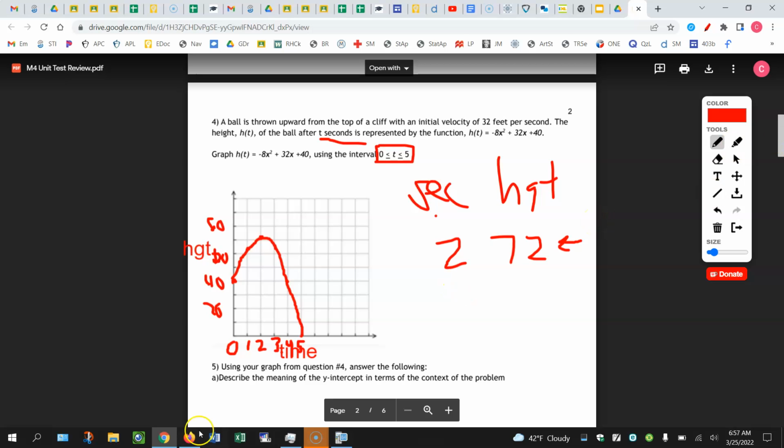All right. So for part A, describe the meaning of the y-intercept. So I'm just going to do it up here so you can see it. The y-intercept was (0, 40). I'm just taking that right from the table. So I know that 0 is seconds and 40 is the height. So the ball started at a height of 40 feet. Anything along those lines. That's the y-intercept describing what it means. All right, let me go on to part B and C.